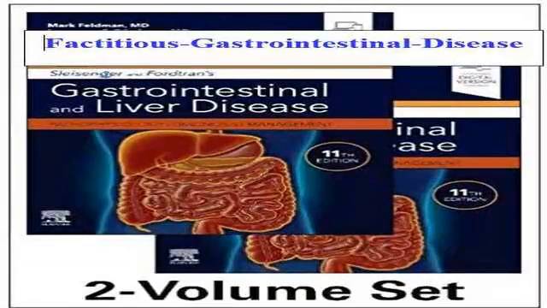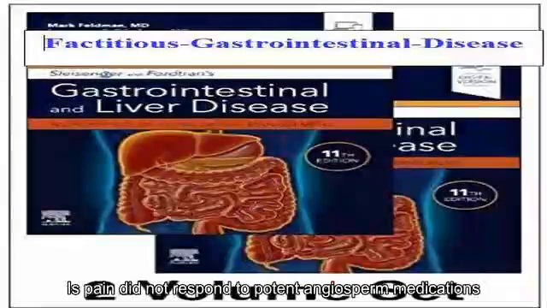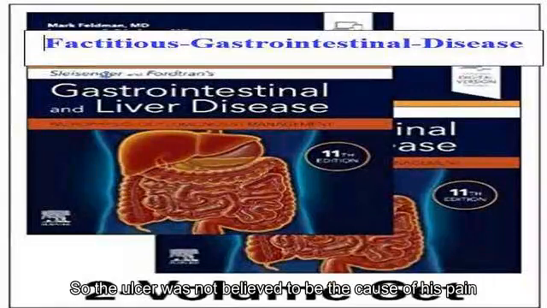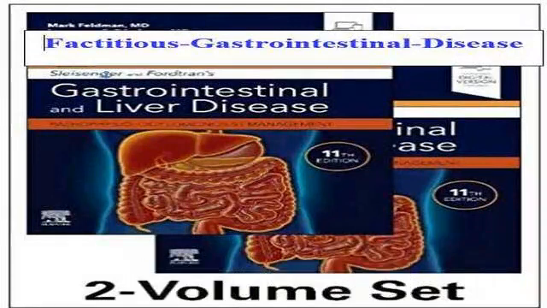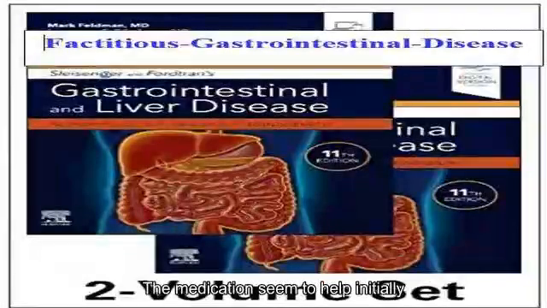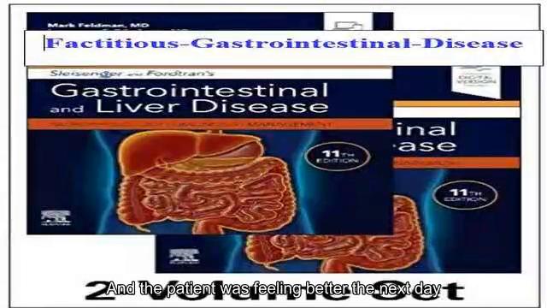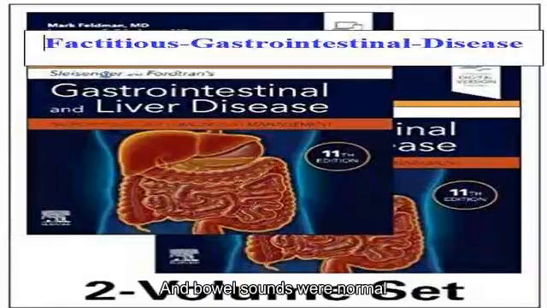The results of EGD, colonoscopy, CT, US, and ERCP were normal except for a small benign gastric ulcer. His pain did not respond to potent anti-ulcer medications, so the ulcer was not believed to be the cause of his pain. A psychiatrist examined the patient and noted major depression with melancholia, recurrent type, with somatization, and an amphetamine was prescribed. The medication seemed to help initially, and the patient was feeling better the next day. However, on the following day, he was again having severe abdominal pain after meals. His abdomen was soft and without tenderness, and bowel sounds were normal.